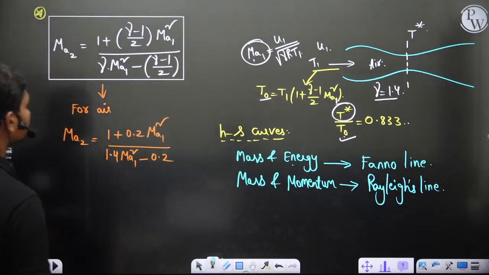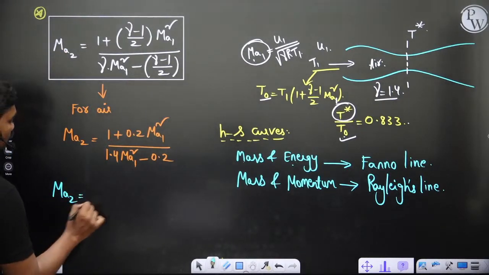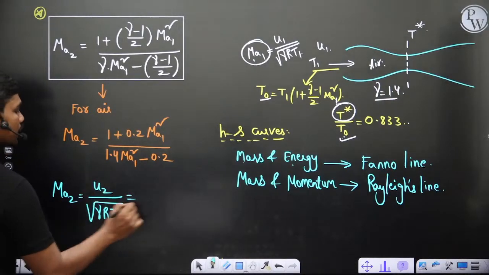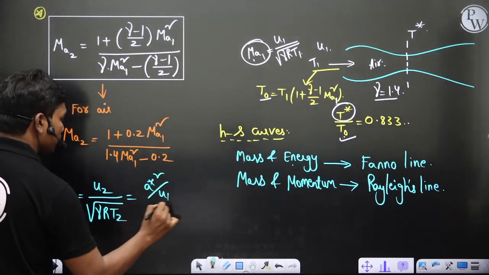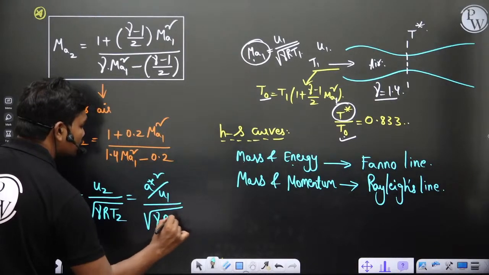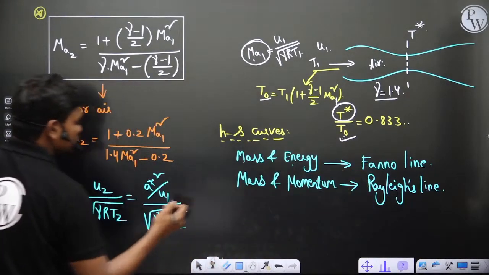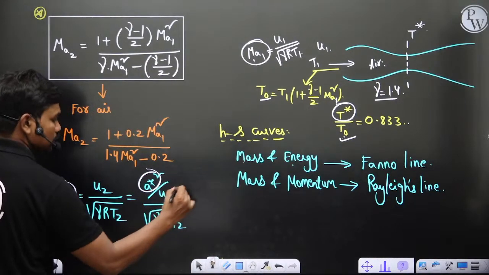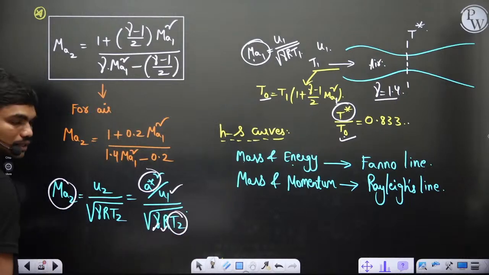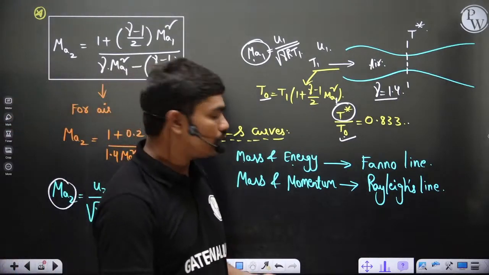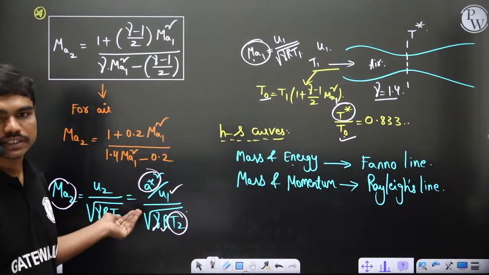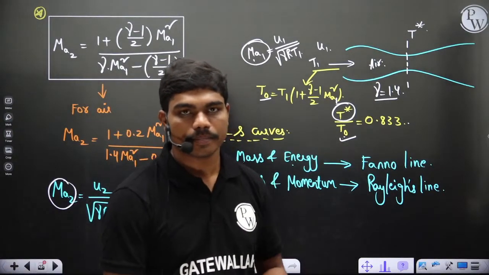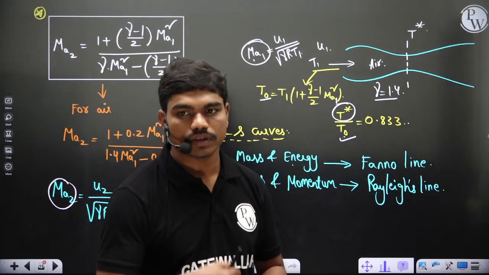Now if Mach number 2 is known, Mach number 2 is equal to U2 by square root of gamma R T2, and U2 can be written as A star square by U1, divided by square root of gamma R T2. That's it. From this equation you can calculate T2, because Mach number 2 is known, U1 is known, gamma is known, R is known. Then if you know T2, you can go for the pressure equations. So depending on all the things we can get this. Is this clear to all?